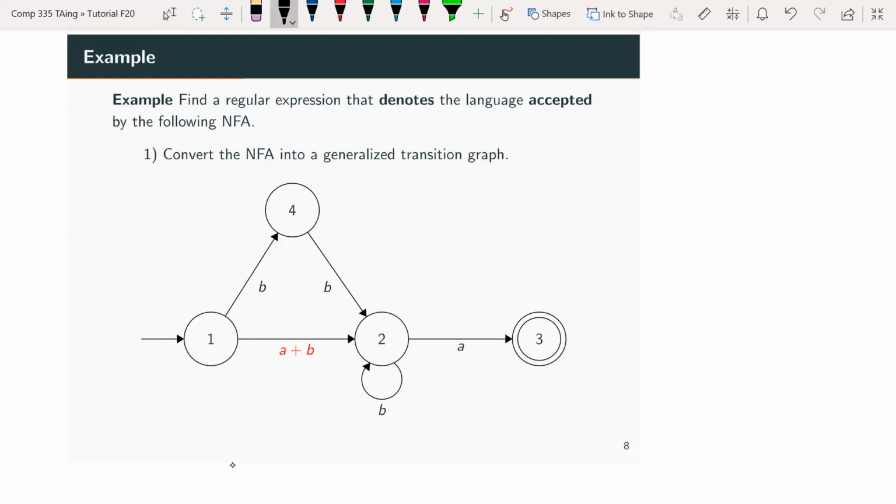I already have a single final state and a single initial state, so I don't really need to do anything in my pre-processing. So I can just jump into the algorithm and start removing intermediate states. The first intermediate state that I'm going to want to remove is this one here. I'm going to want to remove 2. And remember, to do that, I need to account for all of the transitions that go through 2.